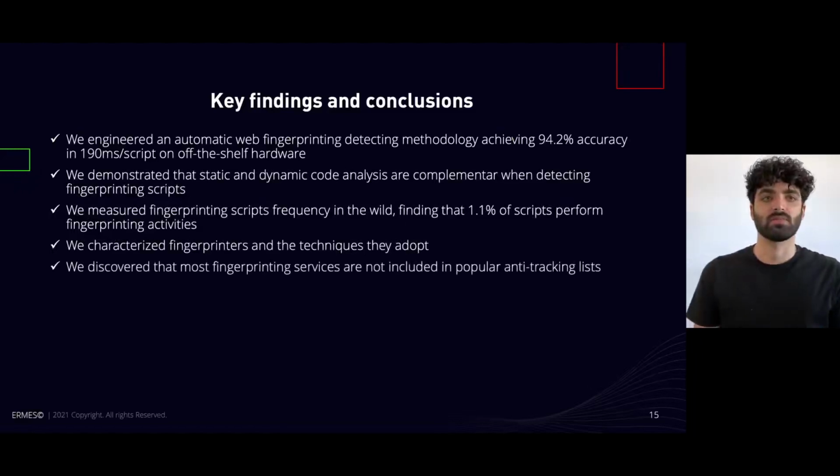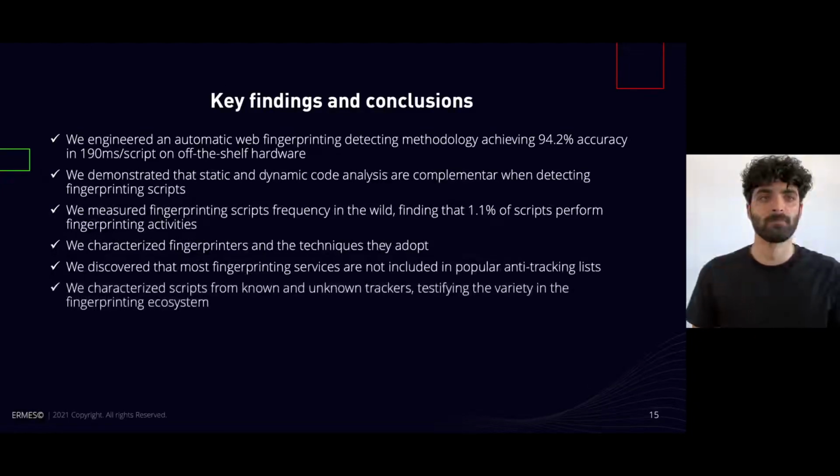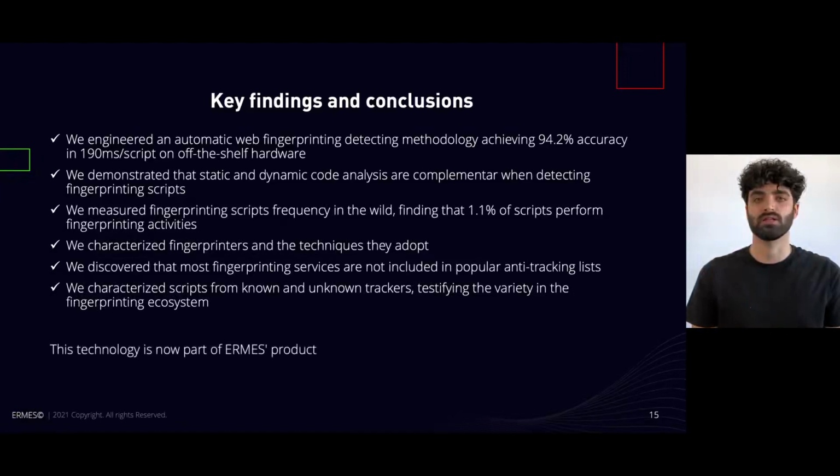We discovered that most fingerprinting services are not included in popular anti-tracking lists. And finally, we characterized scripts from known and unknown trackers, testifying the variety in the fingerprinting ecosystem. Finally, the methodology we developed in this work is now part of Hermes's commercial product, and we look into improving it in order to be able to differentiate between scripts performing fingerprinting for tracking purposes and those doing so for security or bot recognition or anti-fraud purposes.